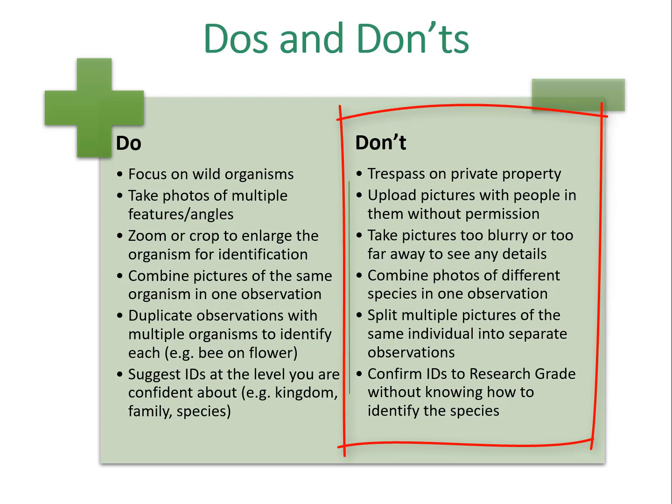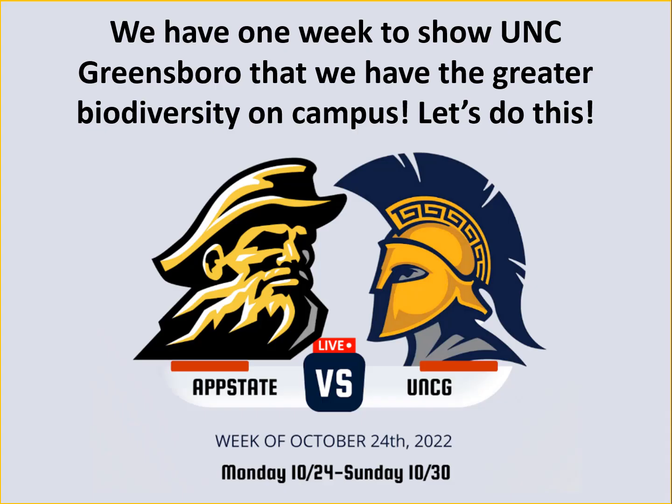Now, these things take a little bit of a learning curve in how to use iNaturalist properly, and we'll be posting a little bit more help on this during the week of the BioBlitz. Another thing to keep in mind is that these observations eventually become raw data for research projects, so avoid confirming identifications without actually knowing how to identify the species. With all that in mind now, let's get out and make some observations. And hopefully we can show UNC Greensboro that even in late October, AppState still has the greater biodiversity on campus.